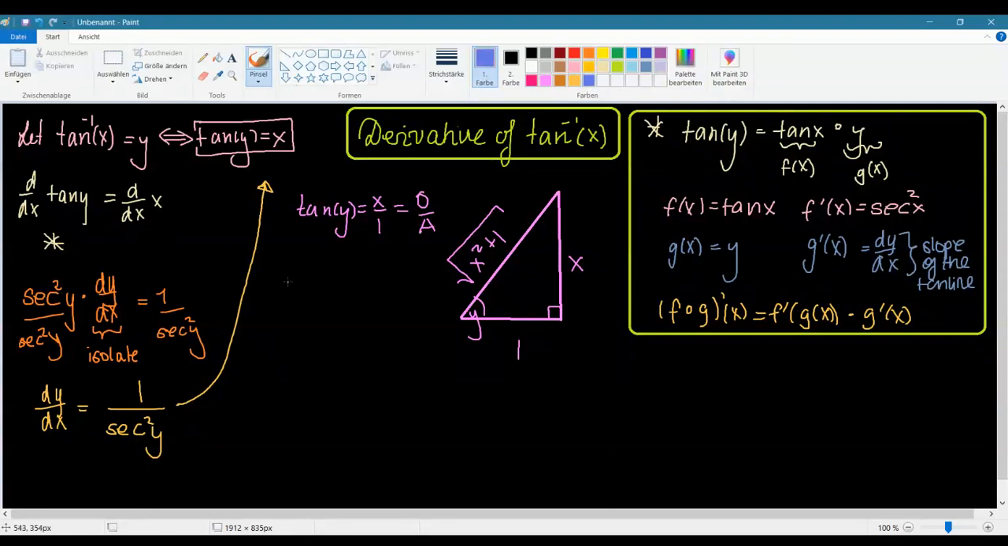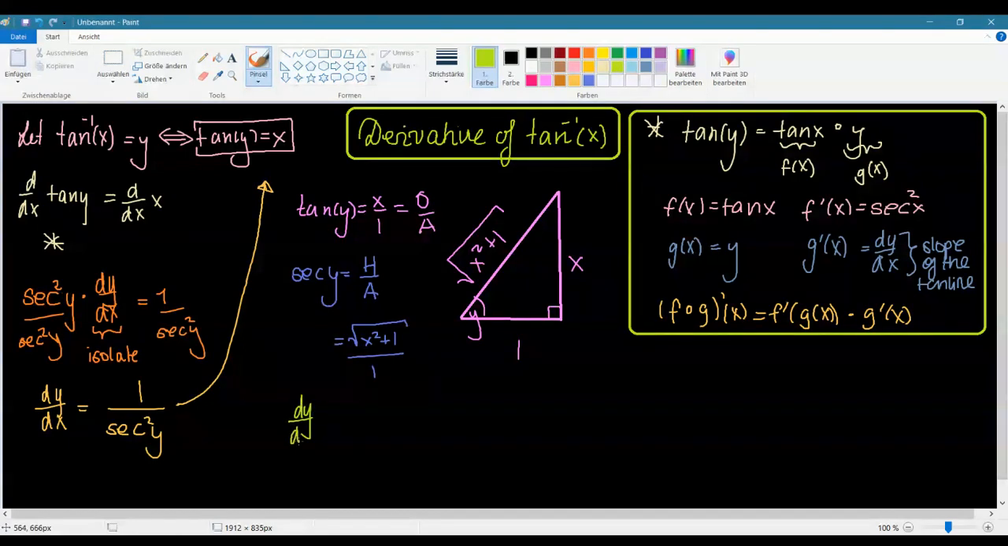We know that secant y is actually going to be the reciprocal of cosine. Well, cosine is adjacent over hypotenuse. So we know that secant is hypotenuse over adjacent. Well, what is hypotenuse? The hypotenuse is the square root of x squared plus 1. And the adjacent is just 1, so we just have the root of x squared plus 1. Well, let's just plug it in, and then we already have our solution.